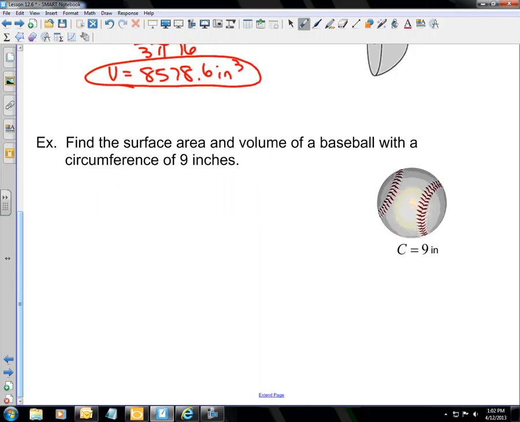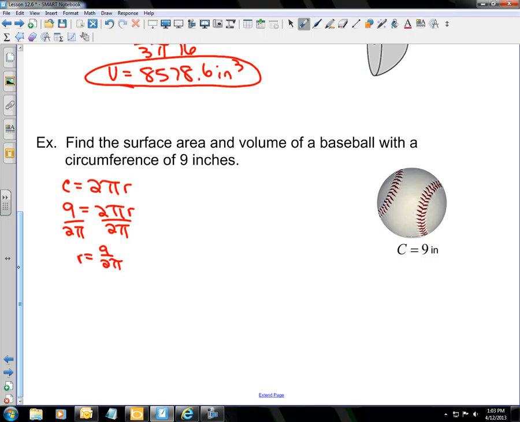Last one. Okay. Find the surface area and volume of a baseball with a circumference of 9 inches. So this time, I give you the circumference of the sphere. And we know that circumference is 2 pi r. So what do we need from the circumference? We need the radius. So I replace the circumference with 9, and I want to get r by itself, so I divide both sides by 2 pi. And so r is 9 over 2 pi.